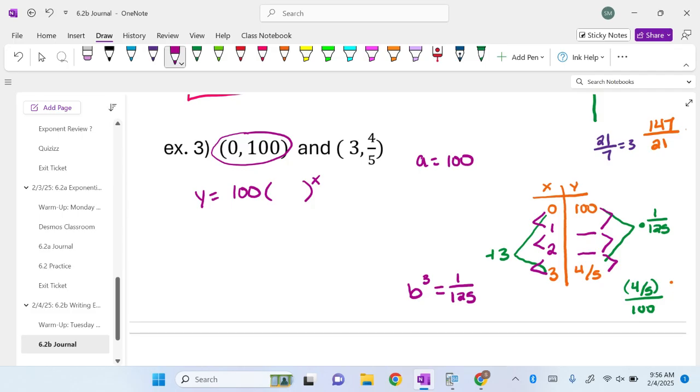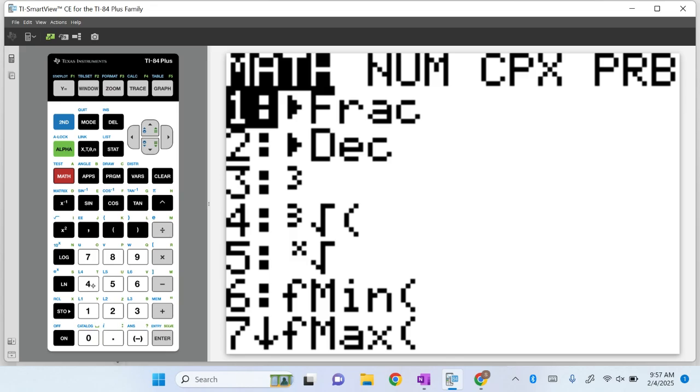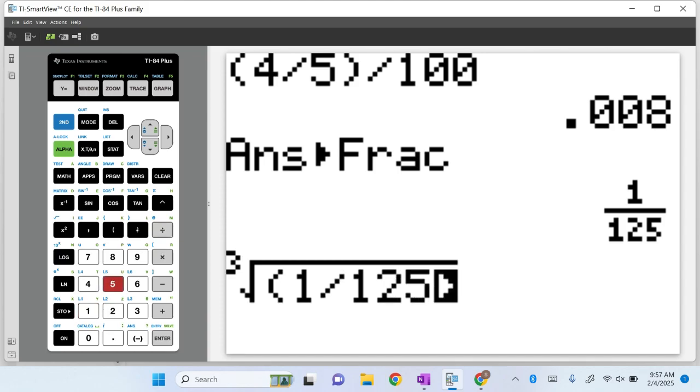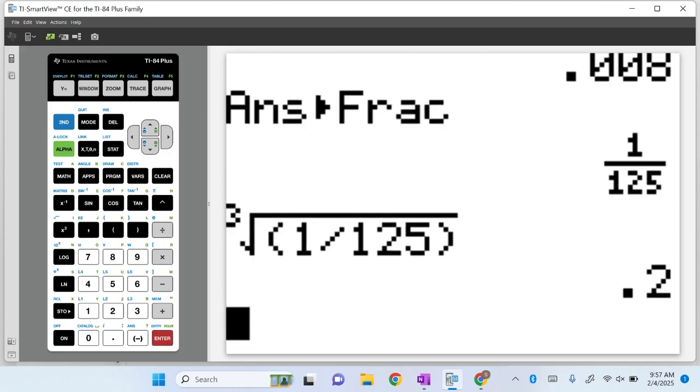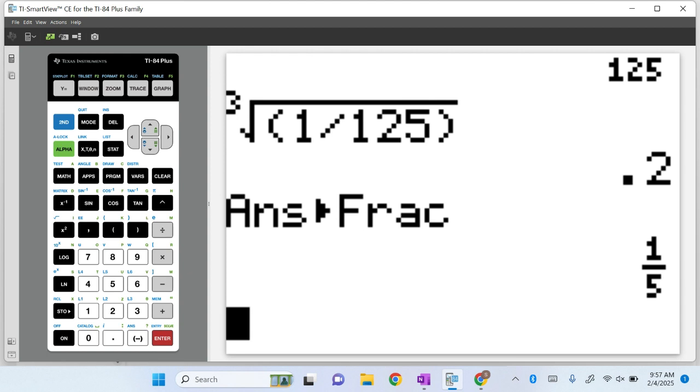So how do I undo a cube again? Not a square root, a cube root. So we're going to take the cube root of 1/125. And again, your calculator can do that for you. So remember, hit math, then 4 to get that cube root, and then type parenthesis 1 divided by 125, close the parenthesis, and hit enter. Now, it's still a decimal, so we want to change it to a fraction. So again, hit math and then enter twice, and we'll get 1/5.